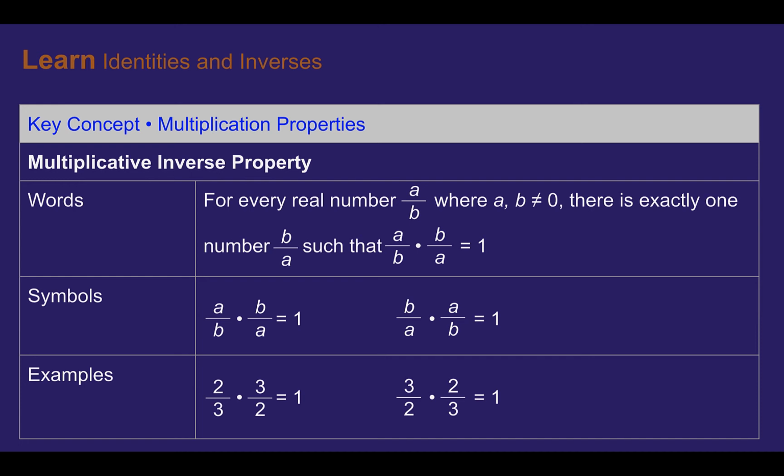2/3 times 3/2 equals 1. If we were to calculate it out real quick, for multiplying fractions, you just multiply straight across. So 2 times 3 is 6. On the bottom, 3 times 2 is 6. What's 6 divided by 6? 1.